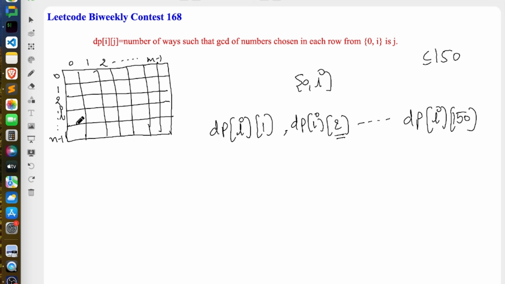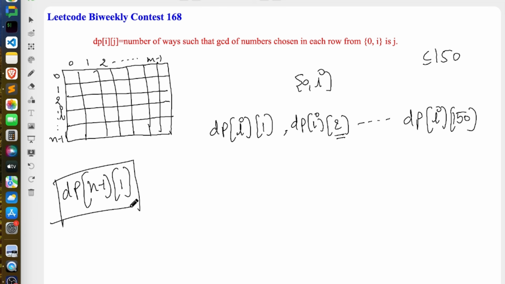Now what will be your answer? Your answer would be DP of n minus 1, 1. DP of n minus 1, 1 means the number of ways to choose a single number in each row from 0 to n minus 1 such that the GCD is 1. That's what the problem asked you. So your answer is DP of n minus 1 and 1. Now let's find out how to build this DP, how to find DP of i,1, i,2, i,3 and so on.